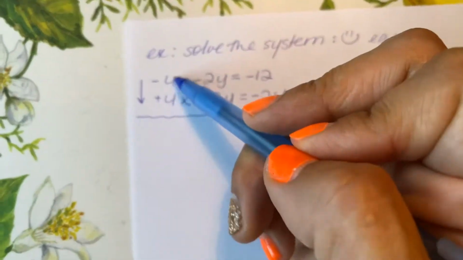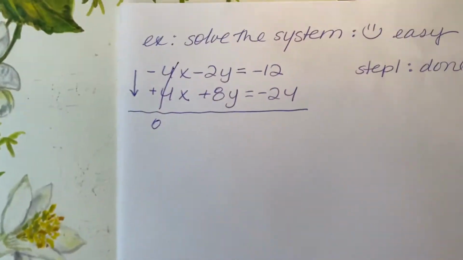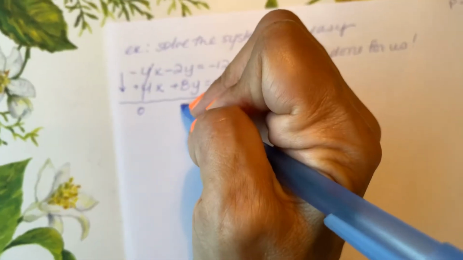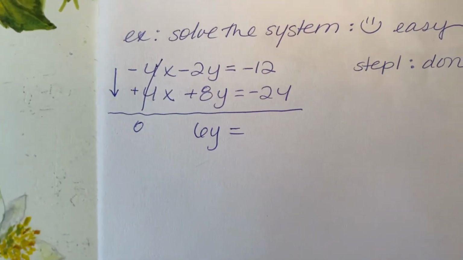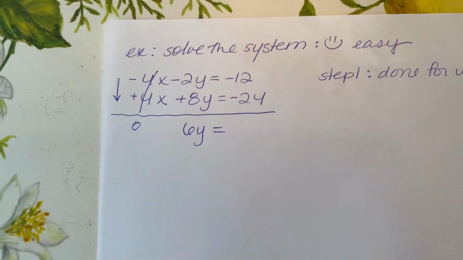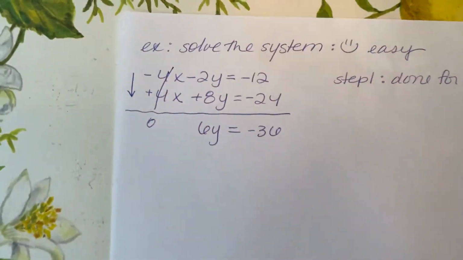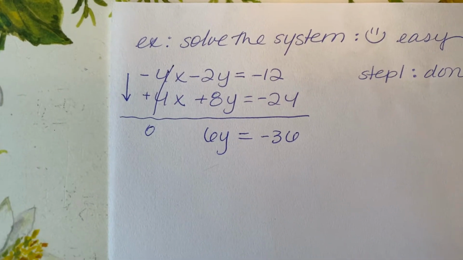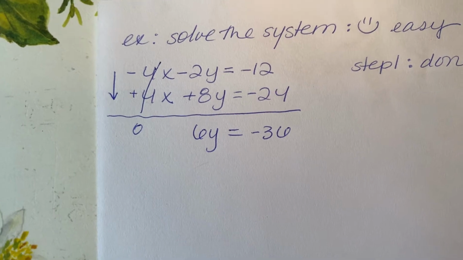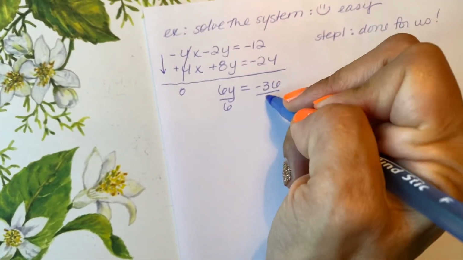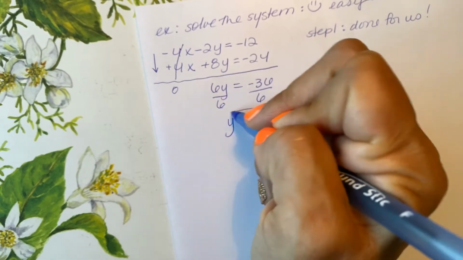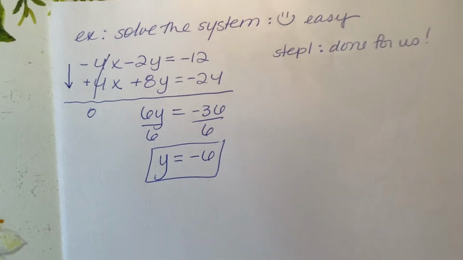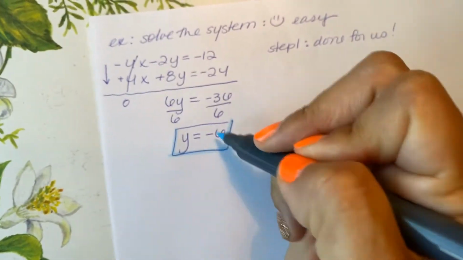Okay, so negative 4 plus 4, that gives me 0. So there are my opposites. Beautiful. Now what's negative 2 plus 8? 6y. And then what's negative 12 minus 24? Negative 36. And so then step 3 is solve for the variable, which is in this case y, because we eliminated variable x. So now I'm going to divide, and this is -6. And so I have my first coordinate, whoops, oh, it's very light, oh well.